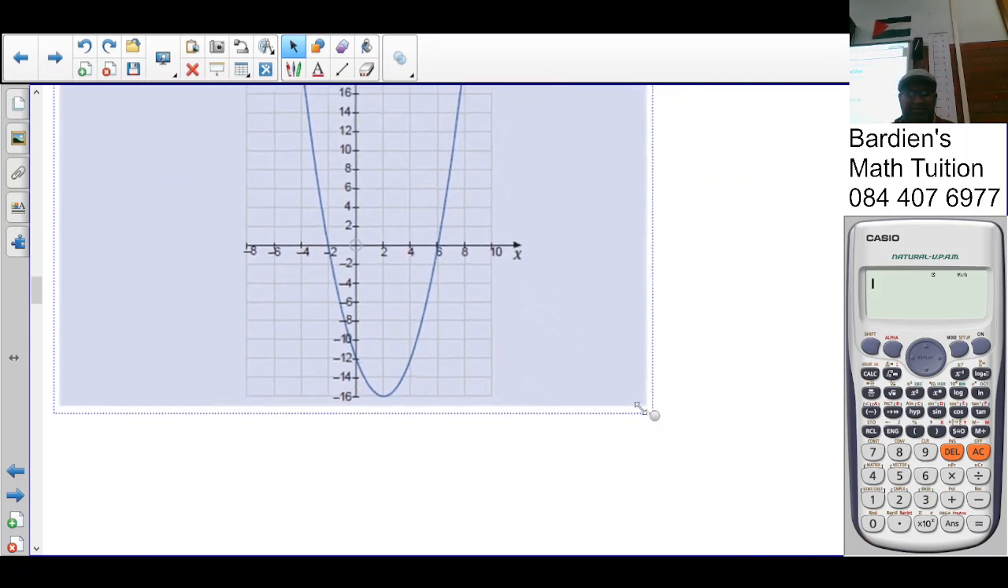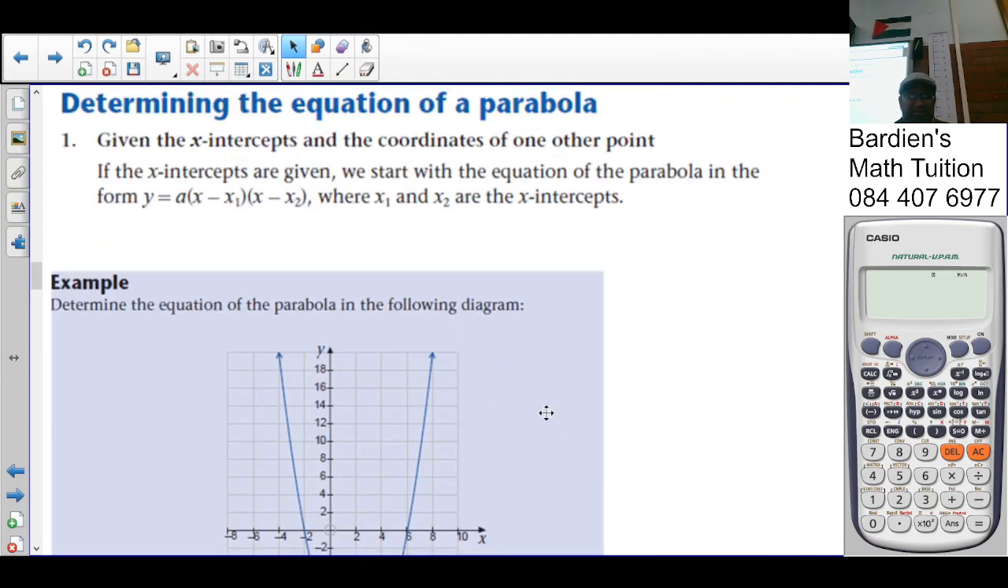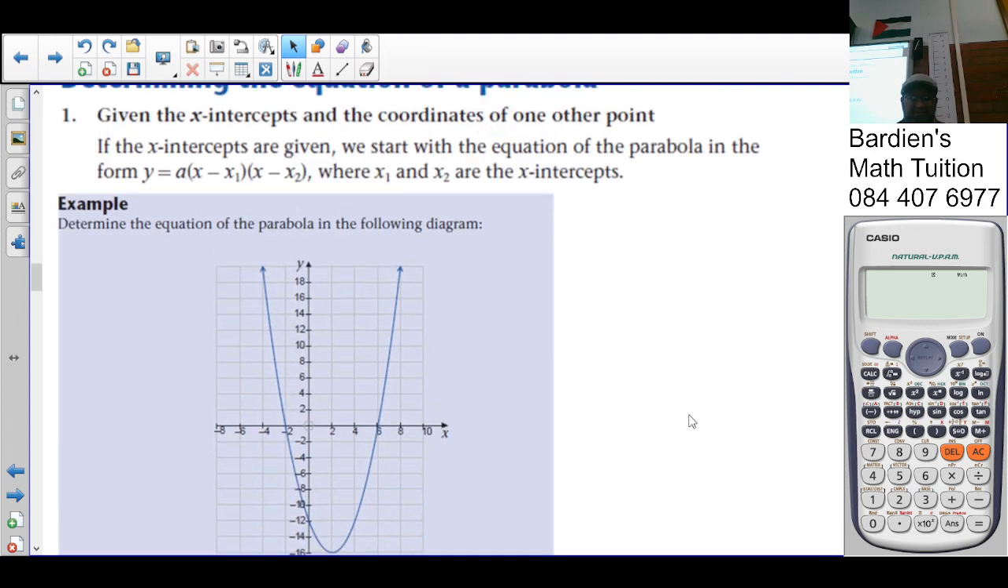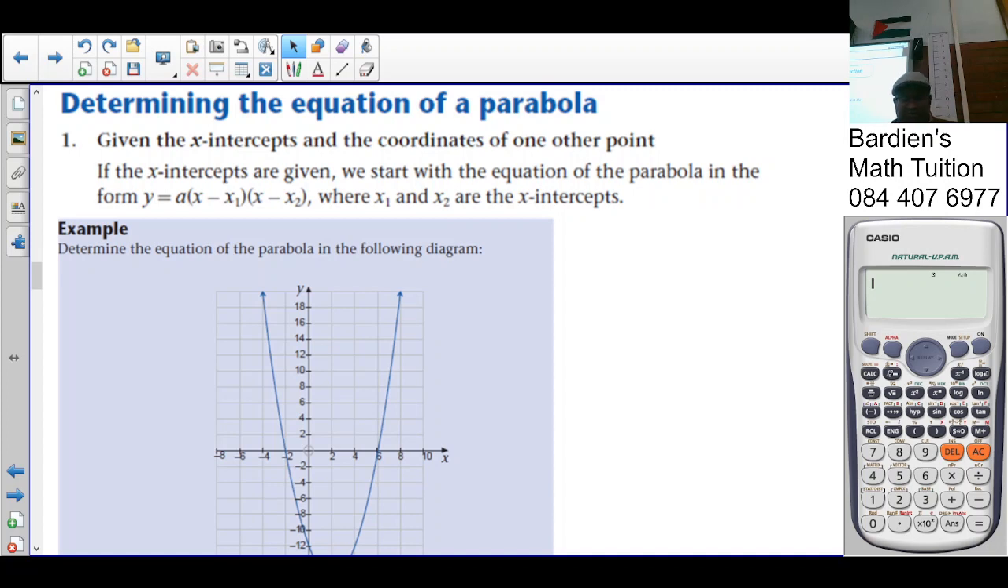Now, there's actually three scenarios, but for some reason or other they cut out the other one. So you have two scenarios. One being where you are given two x-intercepts, and you have to determine the equation of the graph. Or we have a turning point and another point on the graph. So we're going to start off with given the x-intercepts and the coordinates of one other point. This is what you have written down thus far, no?